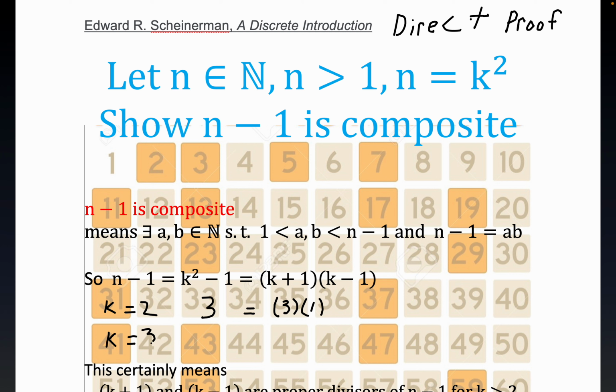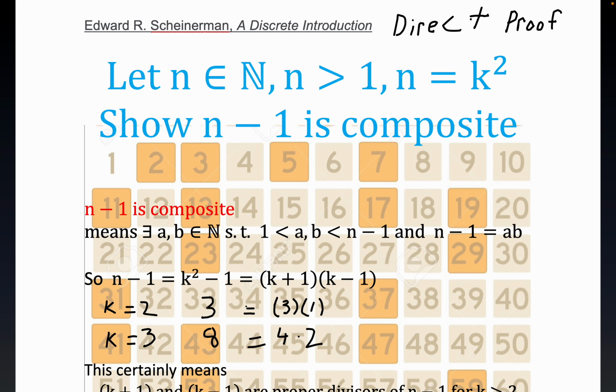k is equal to 3. 3 squared is 9, so this would be 8, which is equal to 4 times 2, and that's literally the definition of composite. Okay, if there's two proper divisors, or at least one actually technically, that's equal to 4 times 2, 2 and 4 both being less than 8. Notice that a prime number doesn't have that going on. That's the distinction between a composite, okay?